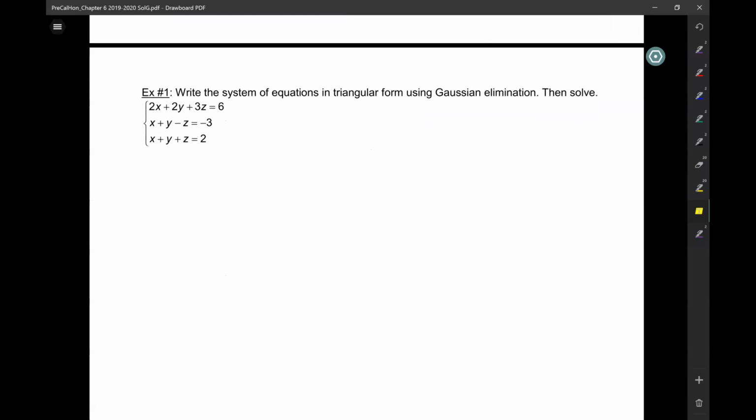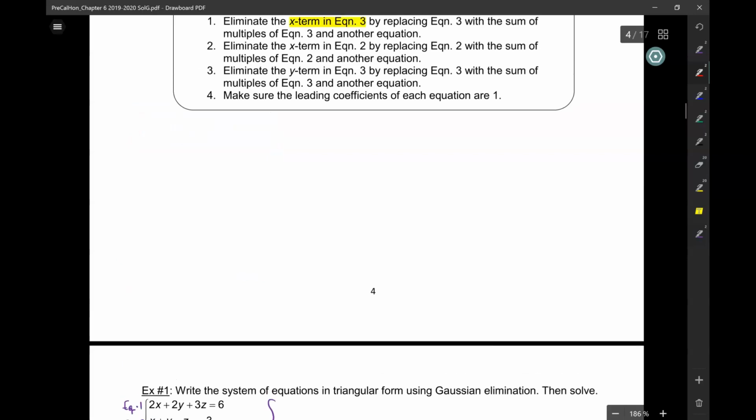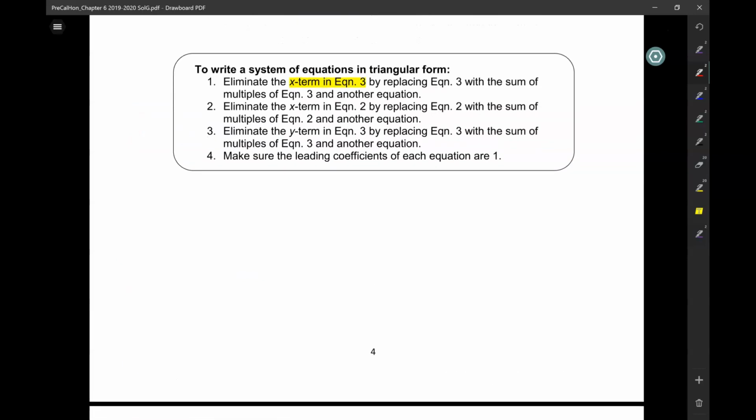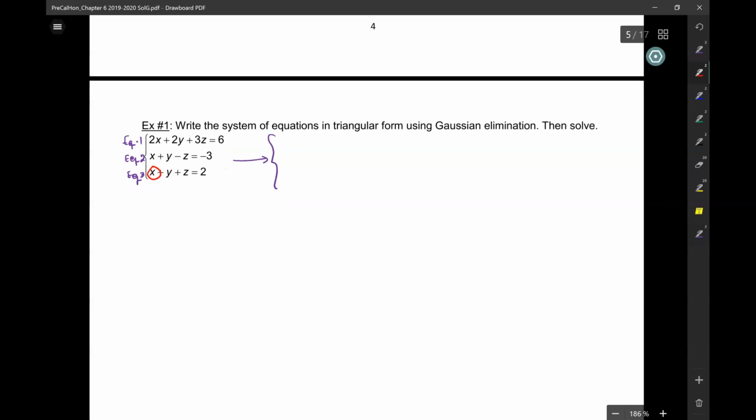So look at this here. This is example 1. In example 1, I have equation 1, equation 2, and equation 3. Take a look at what I'm going to do. What I want to do first is get rid of this element. Remember how over here I say eliminate the x term of equation 3? That's what I want to get rid of.